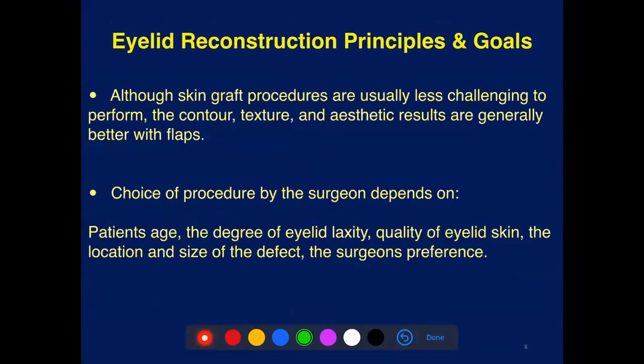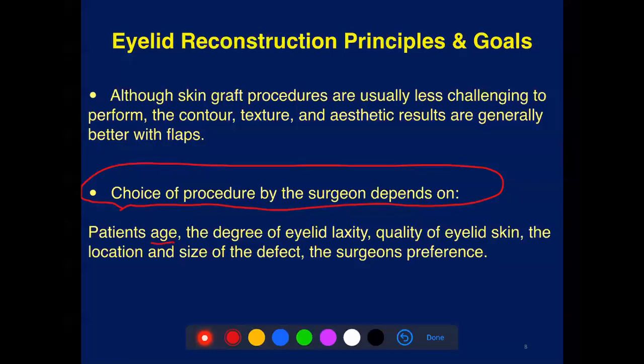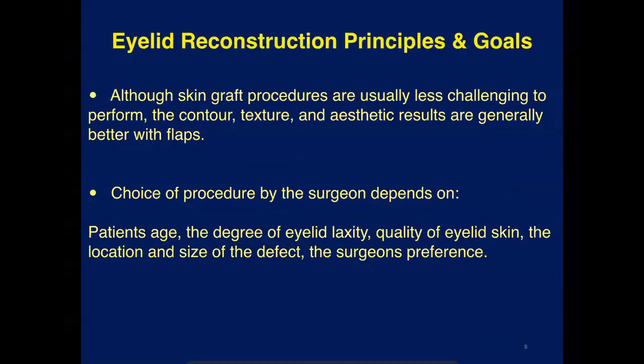Very important part. Sometimes I'm going to show you a picture of an eyelid defect. This is a very important point: largely it's based on surgeon preference. Sometimes old age helps in having multiple flaps due to increased laxity, and also the location and size. So surgeon preference is one of the things that contribute in choosing the best surgical technique.